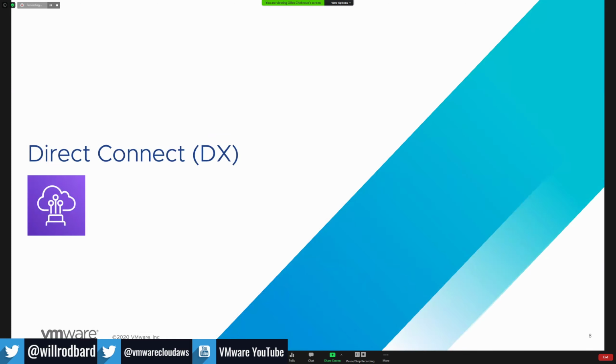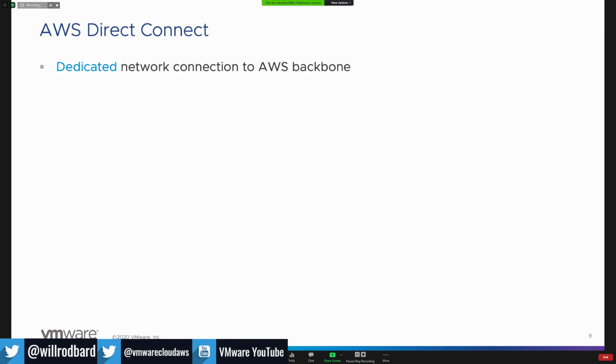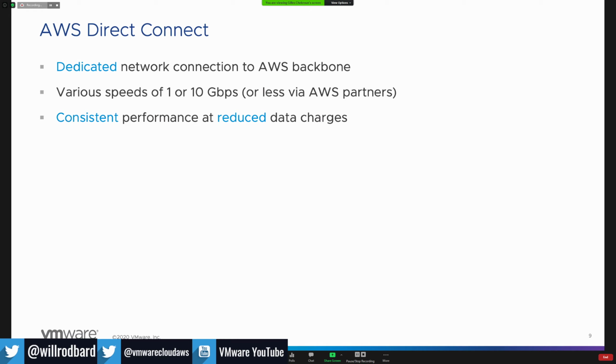Direct Connect. Direct Connect is something very nice. It's a dedicated network over an AWS backbone. You have various speeds, 1, 10 gig or less if you go via partners. It's consistent performance. Its data charges are reduced, okay, about more than half if you compare, or even maybe 20% of what you would pay from an internet connection.